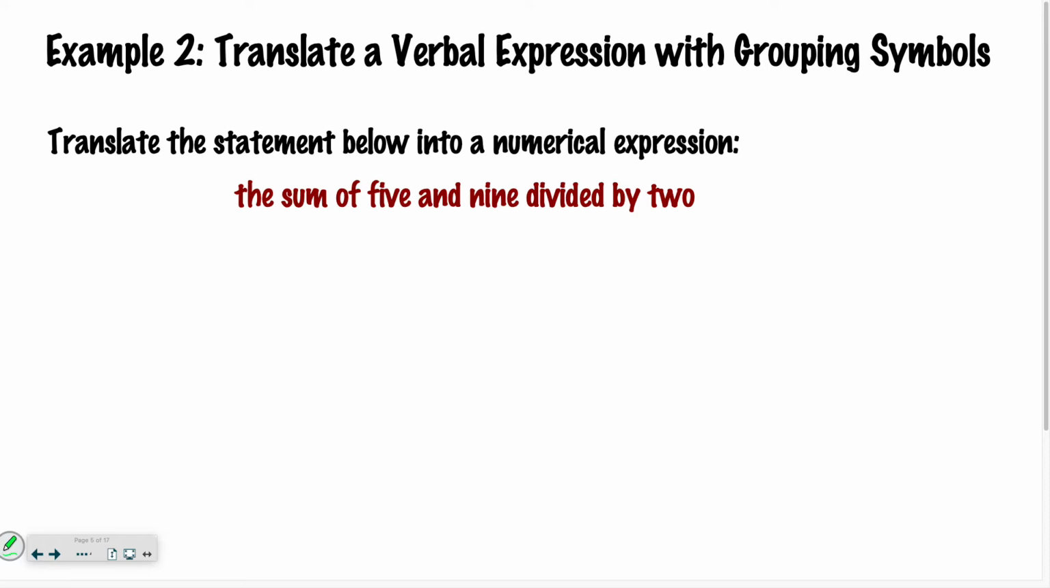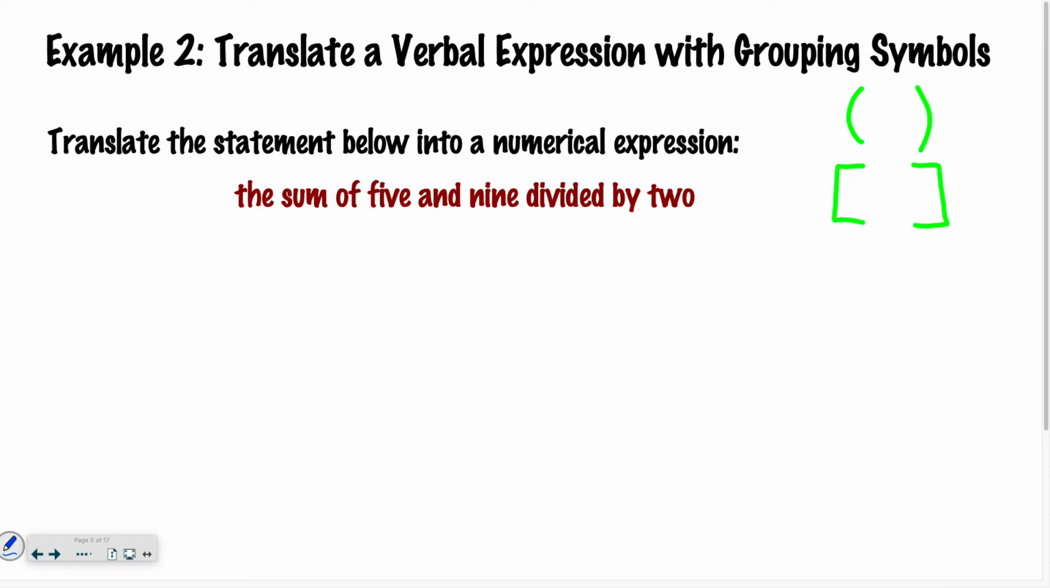Example 2, translate a verbal expression with grouping symbols. So let's remember that grouping symbols are any forms of parentheses. It can be our curved parentheses. It could be our square brackets. It can be our squiggly brackets. All of those are considered grouping symbols. Typically, we don't use squiggly brackets as a grouping symbol in a numerical operation, though. Okay, so the two most common you'll see are the curved parentheses and the square brackets.